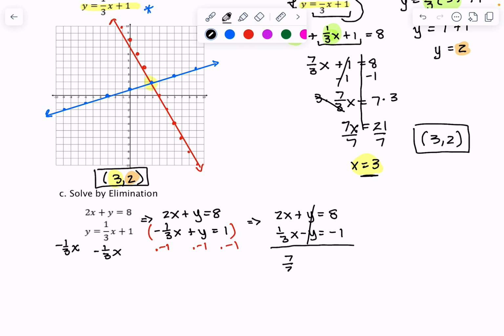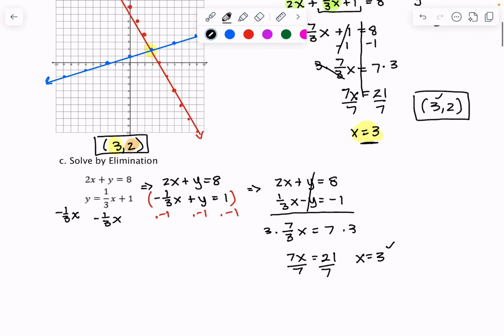We end up getting that 7 over 3 x again, equals 7. Multiply both sides by 3, 7x equals 21. Divide both sides by 7, x equals 3, which again is good because that's the x I'm getting each time I do this. But notice for elimination, it took me way longer to get there. It was a huge pain.